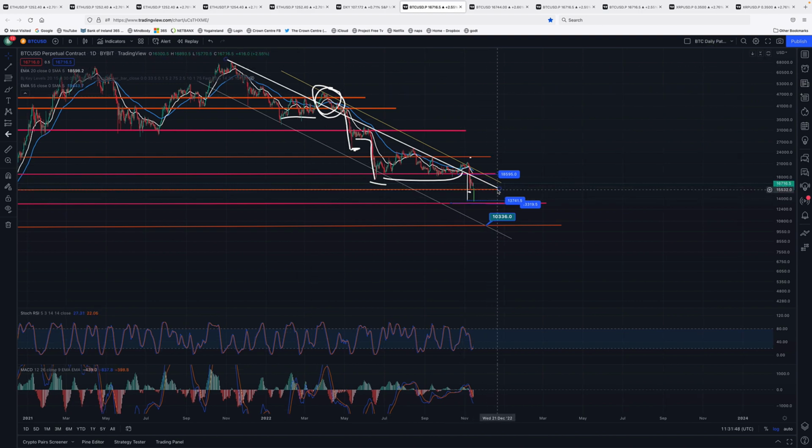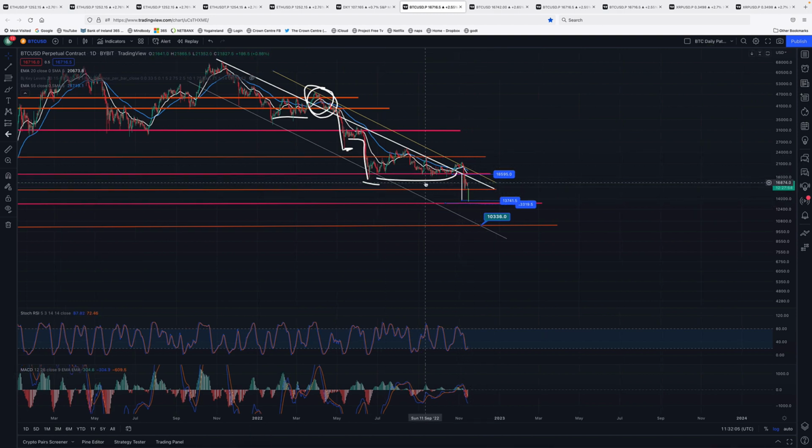We only have till the 21st of December. Oh God, it's very long. It's more than a month. So I was looking to see where the apex of this triangle is, but it is quite far off into December. So I hope we won't have this sideways.